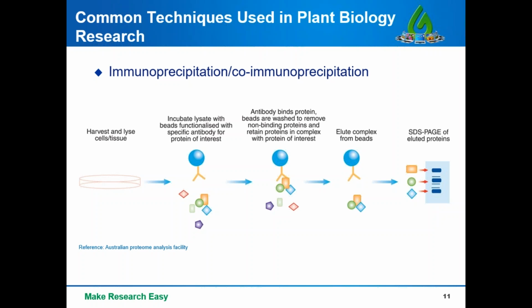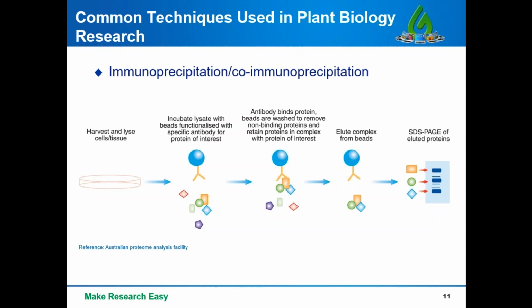Next, I want to go over immunoprecipitation and co-immunoprecipitation in the context of plant biology. As many of you might know, immunoprecipitation refers to the process in which you can isolate a protein from a cell lysate. You'll start with harvesting and lysing your cells or tissue. In my past research experience, it was with leaf tissue or whole plant tissue of Arabidopsis seedlings.